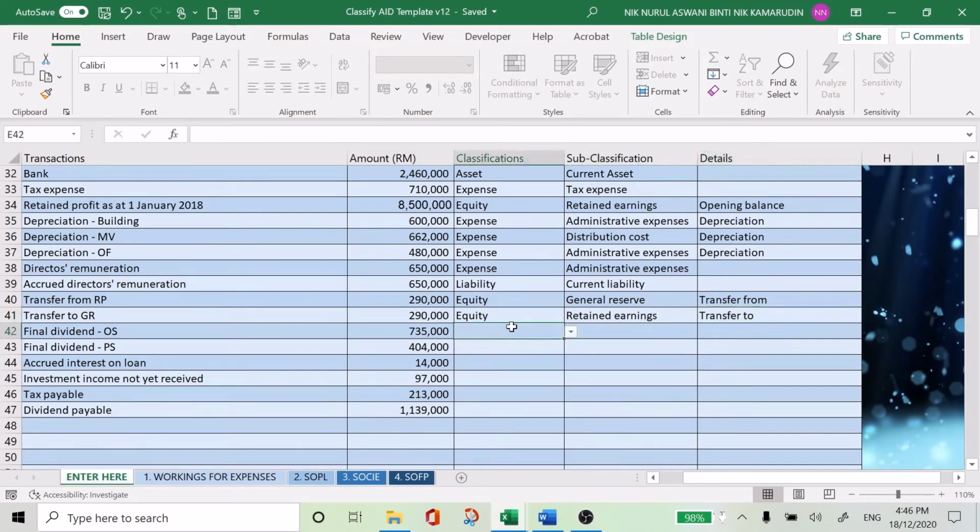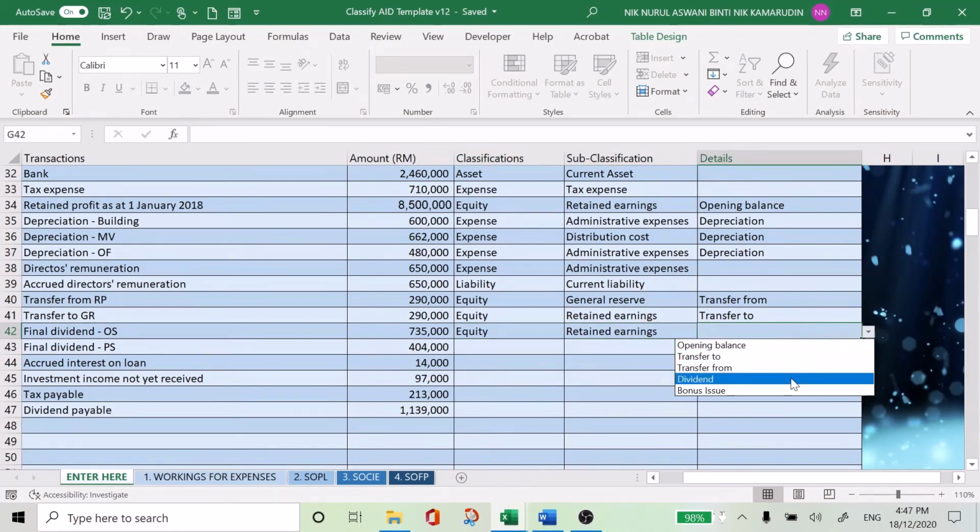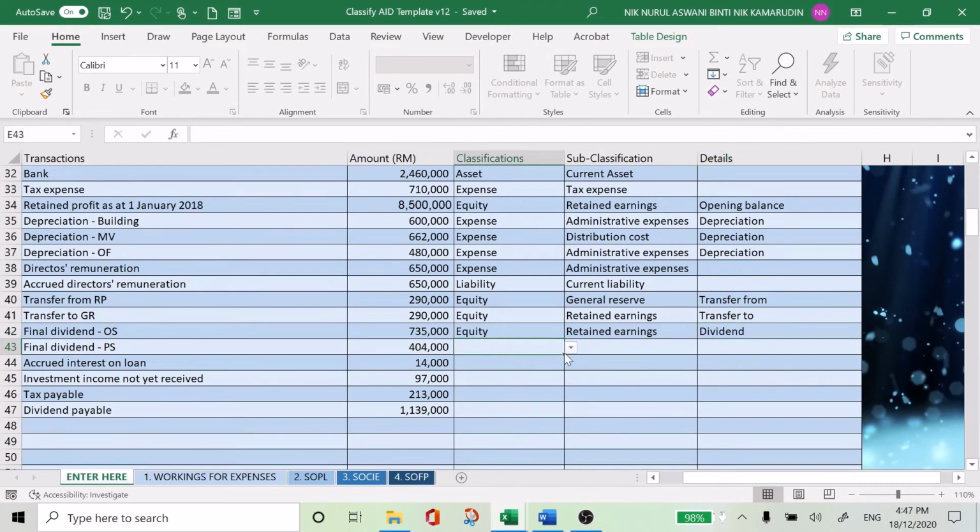Final dividend. Dividend is a distribution of your profit, so this will affect your equity. It will affect your retained earnings. So dividend, and the same classification applies for preference dividend.